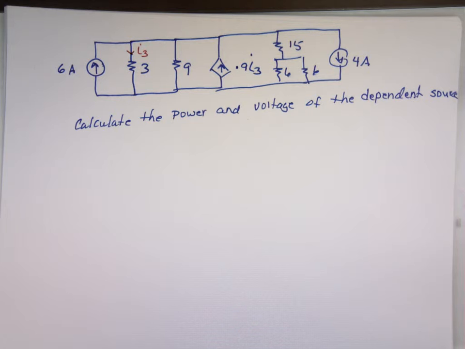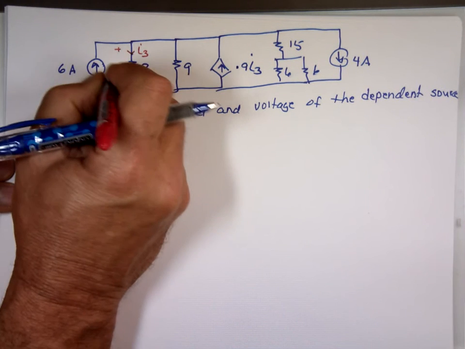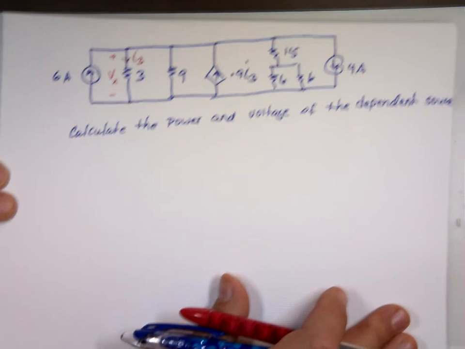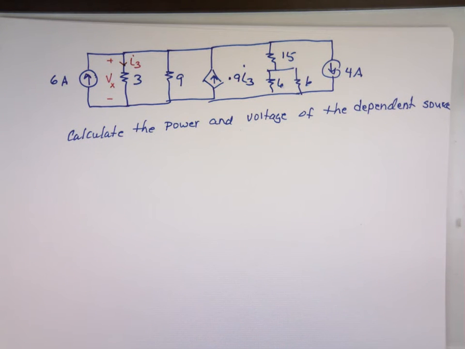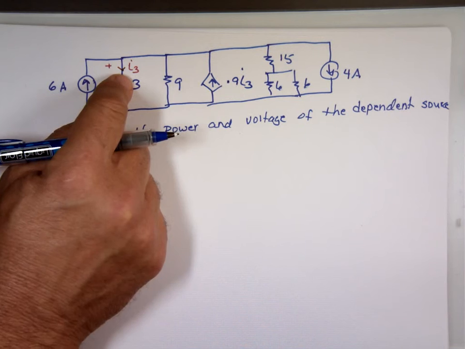And let's call this voltage here Vx. So 3 and 9. Could you make 3 and 9 one? Well, I could. The only problem with that, if I combine them, I'm going to lose I sub 3. And this one depends on that current. So once I combine them, I lose that current.